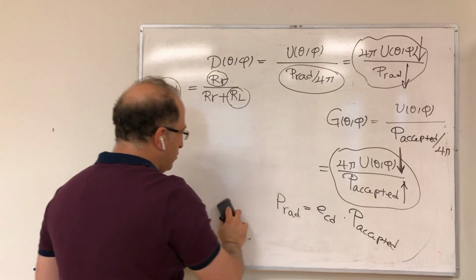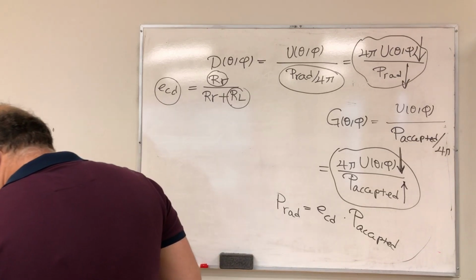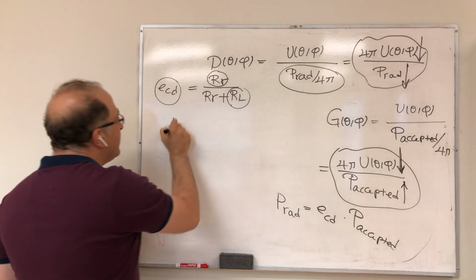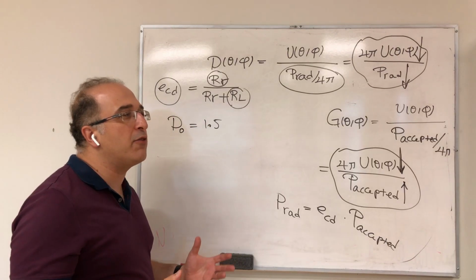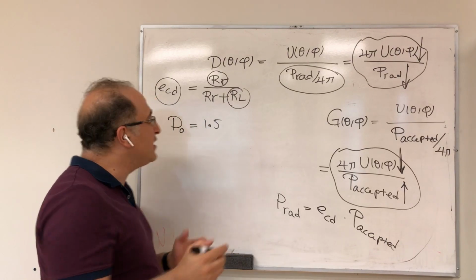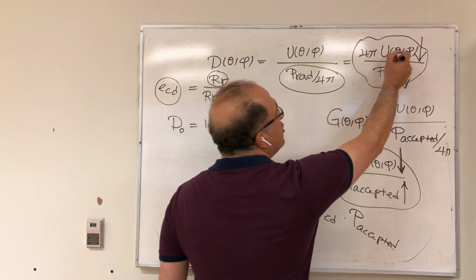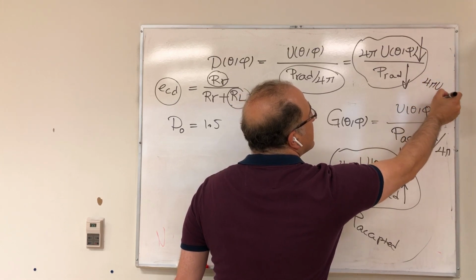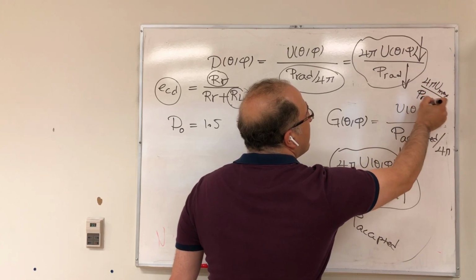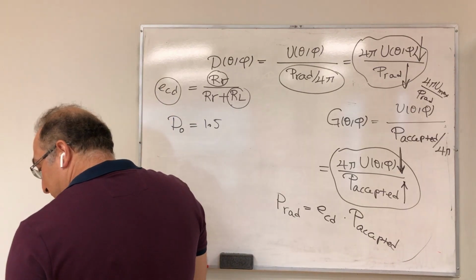So imagine, for example, I have an antenna with a directivity of 1.5. As soon as I say directivity of 1.5, I'm talking about maximum directivity, D naught. So I'm assuming this U here is U max. So 4 pi U max divided by P rad. So this directivity is 1.5, dimensionless.